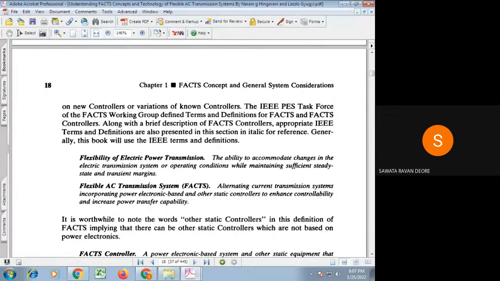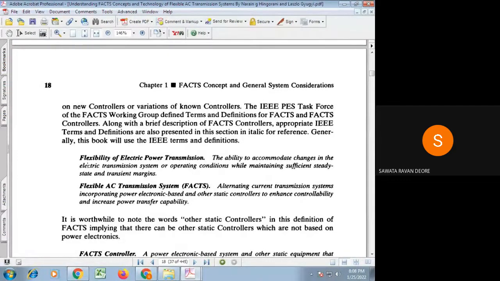Flexible electrical power transmission. Flexibility of electrical power transmission means what actually? The ability of electrical transmission system to accommodate changes in the operating condition while maintaining the steady state and transient stability limit constant, or there should be some steady state or transient stability margin.